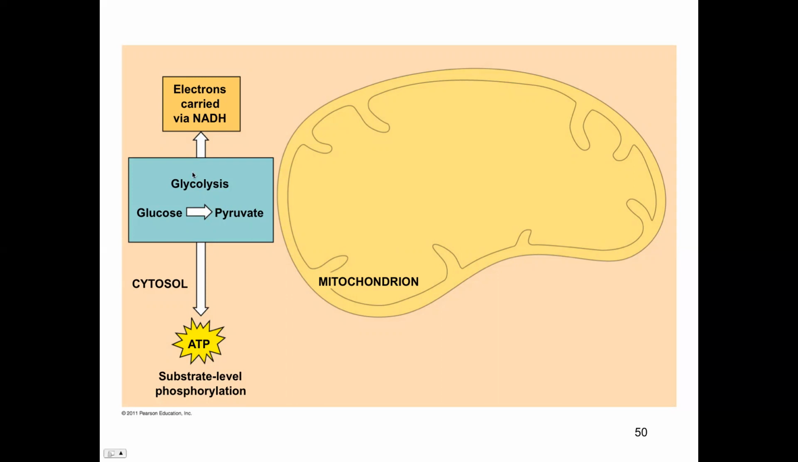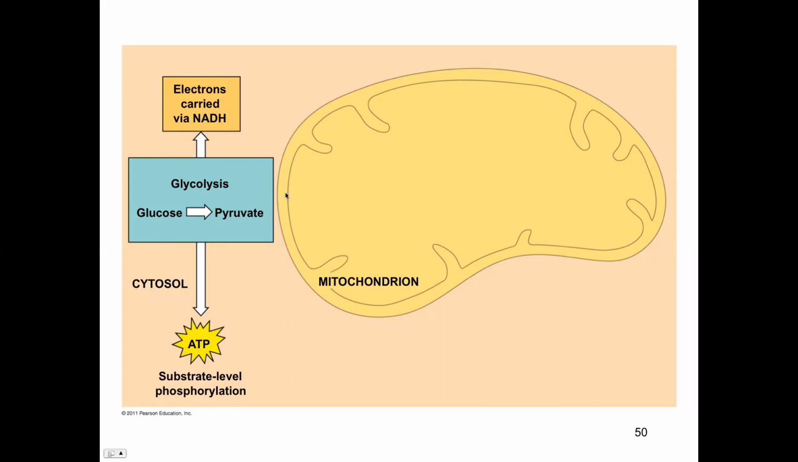And this, importantly, it takes place in the cytosol. It does not require oxygen. So if you're working out and you're not oxygenating your tissues very well, you're still making some ATP without the oxygen, right? Very little, but we'll talk about this later on when we do muscle.